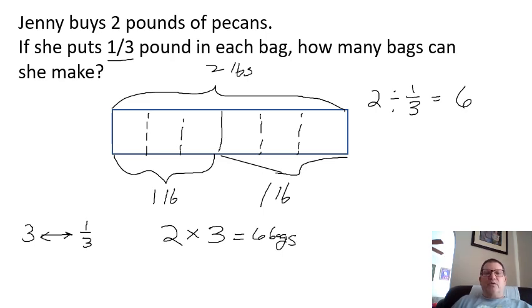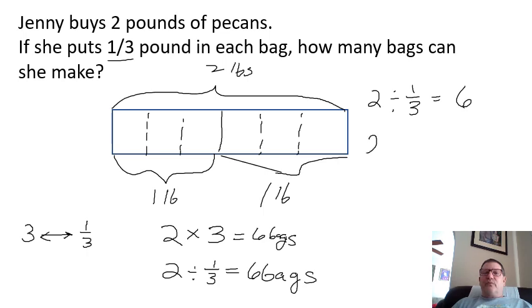Or in the same way, if I said 2 pounds and I divide it into 1/3 pound in each bag, I get 6 bags. Notice, I get the same answer whether I'm multiplying by 3 or dividing by 1/3. But if you notice the whole number I'm multiplying by, it's the fraction I'm dividing by. So how does this work?